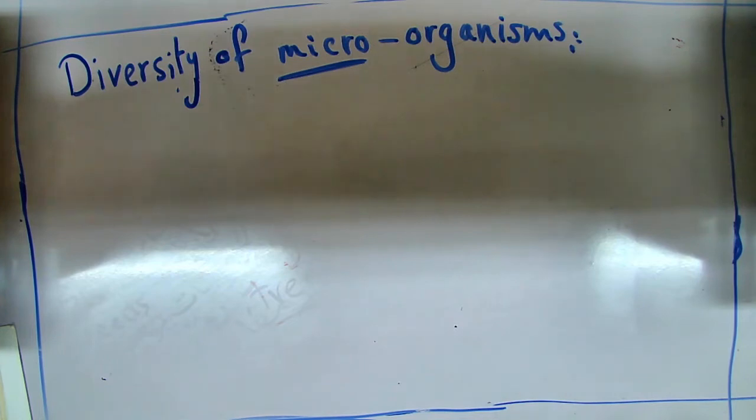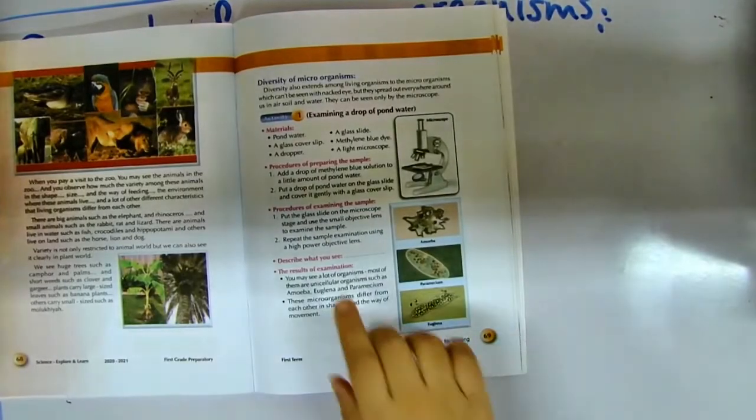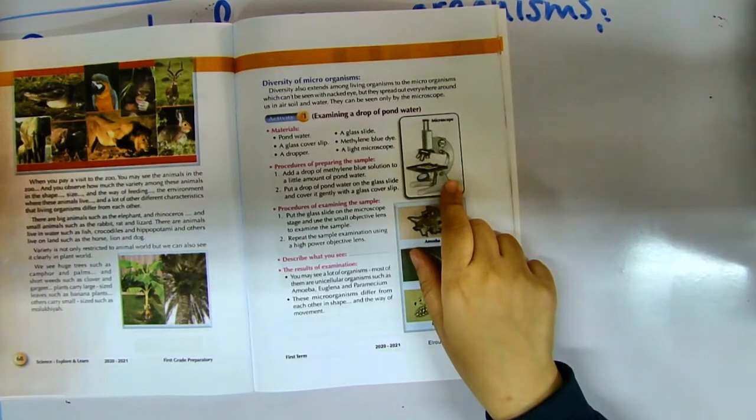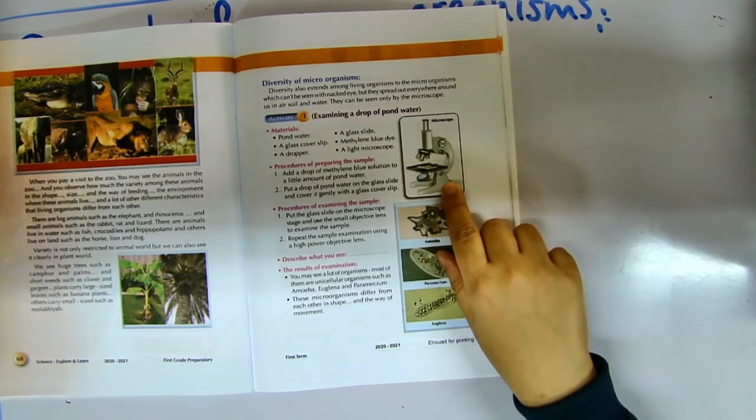But they spread everywhere around us, in air, water and soil. Microorganisms exist in pond water and can be seen only by microscope. We will make an experiment. We will take a sample of pond water and look at it under the microscope. We will find a lot of micro living organisms, or unicellular living organisms.